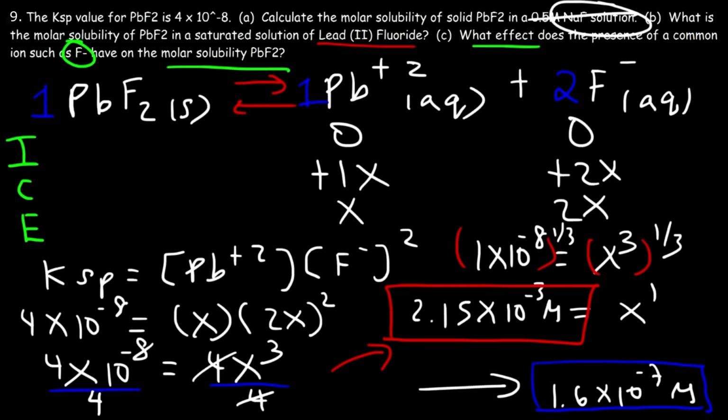And so anytime you have a common ion in a solution, the molar solubility of that substance will decrease.